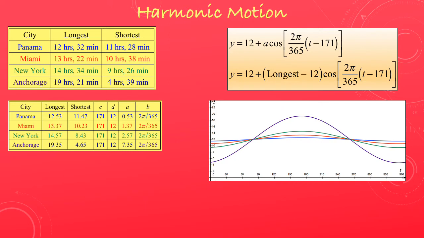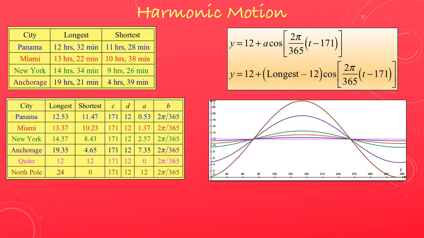So the number of hours of daylight, y, for each city is 12 plus A cosine of 2 pi over 365 times the quantity t minus 171. Since A, the amplitude, is found by taking the longest day minus 12, we have y is equal to 12 plus quantity longest minus 12 times the cosine of 2 pi over 365 times the quantity t minus 171. We show the graphs of the 4 cities in color: Panama in blue, Miami in red, New York in green, and Anchorage in purple.